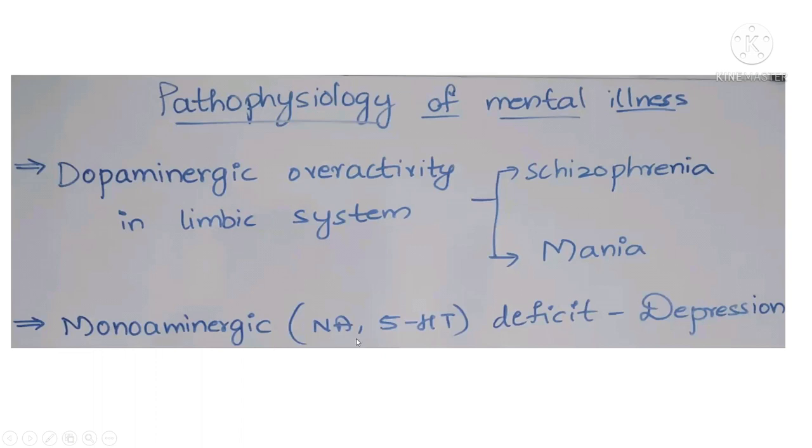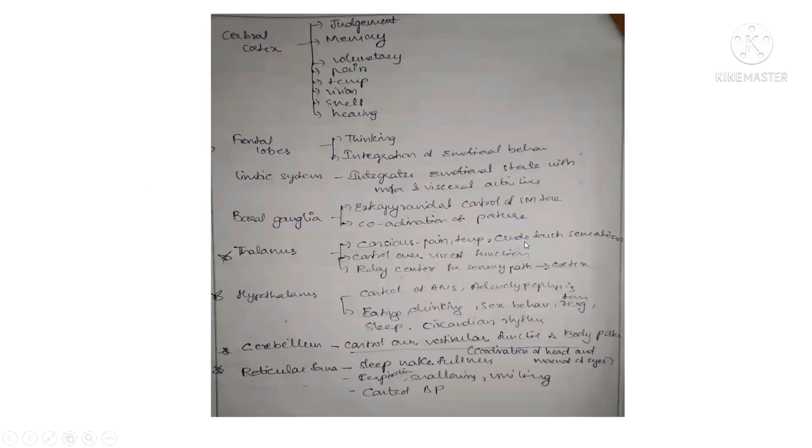And a deficit of monoaminergic neurotransmitters like norepinephrine, or noradrenaline, and serotonin, a decrease in these levels, leads to depression. Because these are responsible for happiness and mood stabilizing activities, if they are decreased, definitely it leads to depression. So first we'll study antipsychotics.